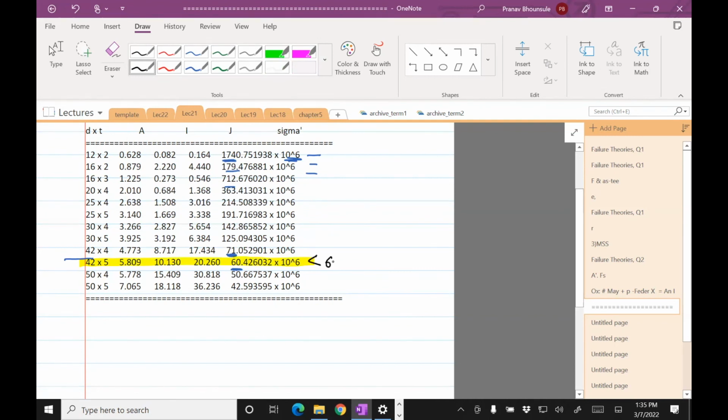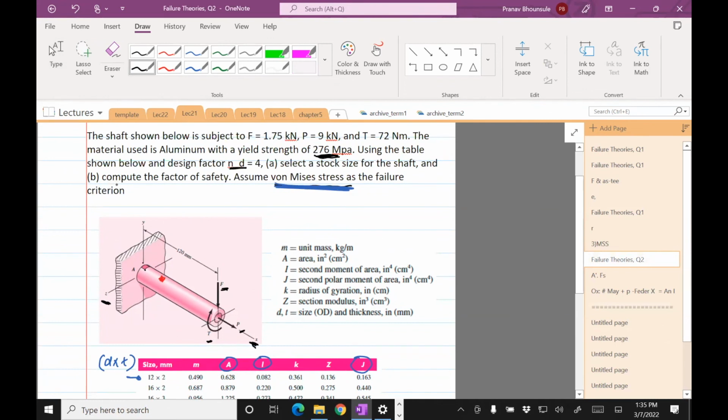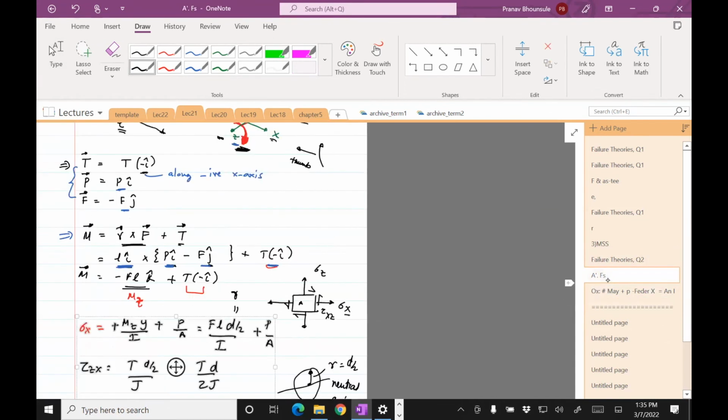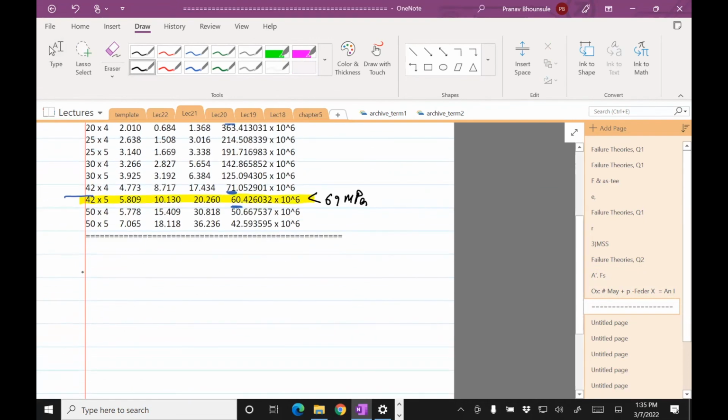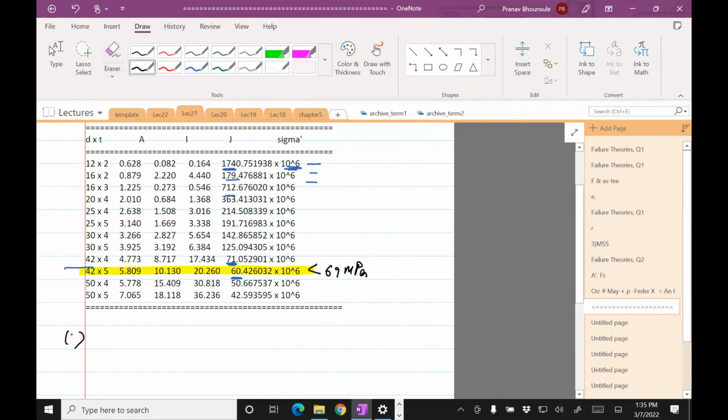Is less than 69 MPa. So we pick that based on the criteria we have. And then the final question asks us to compute the factor of safety. So part B.